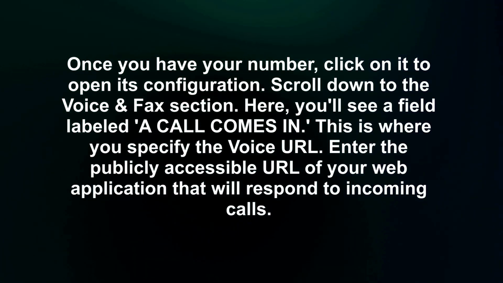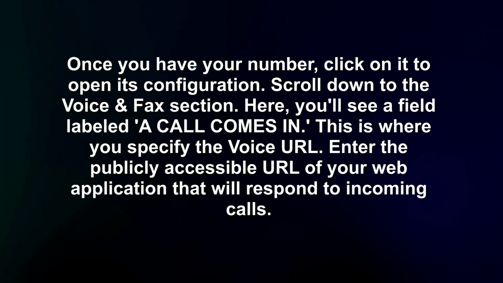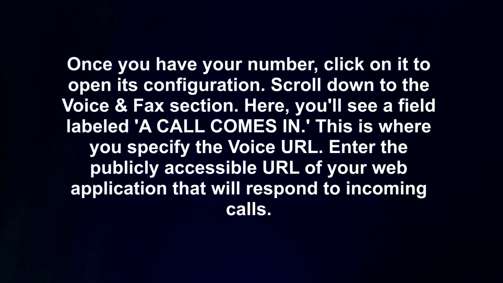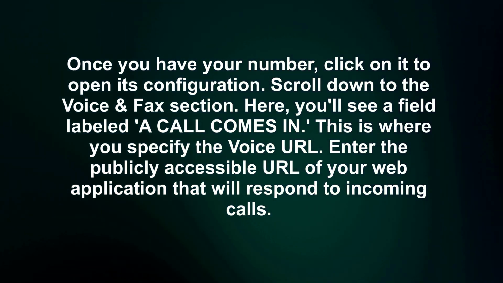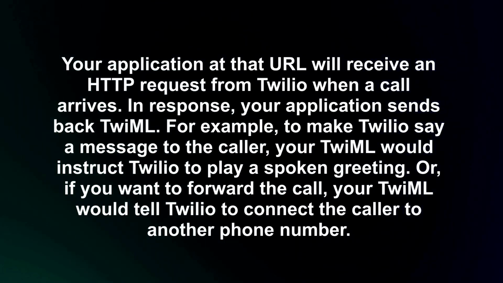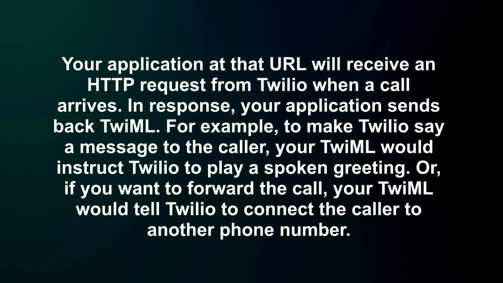Scroll down to the voice and fax section. Here, you'll see a field labeled "A call comes in." This is where you specify the voice URL. Enter the publicly accessible URL of your web application that will respond to incoming calls. Your application at that URL will receive an HTTP request from Twilio when a call arrives.